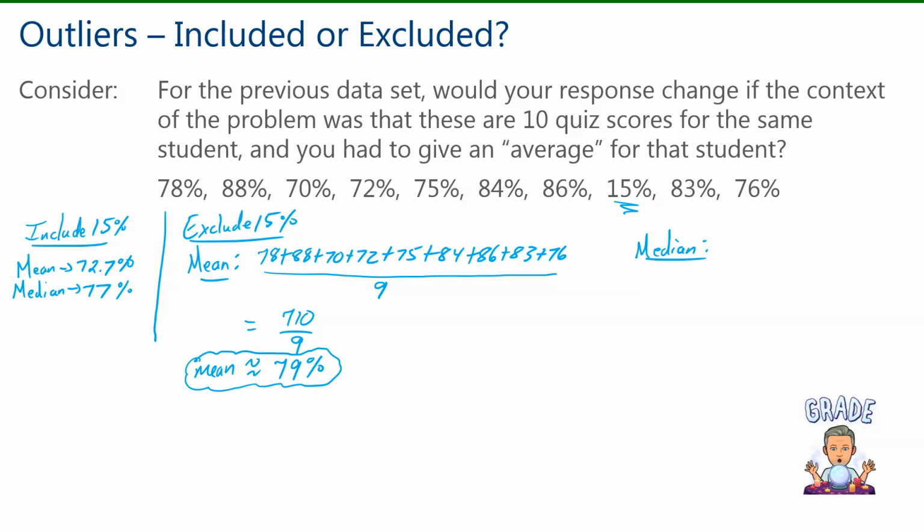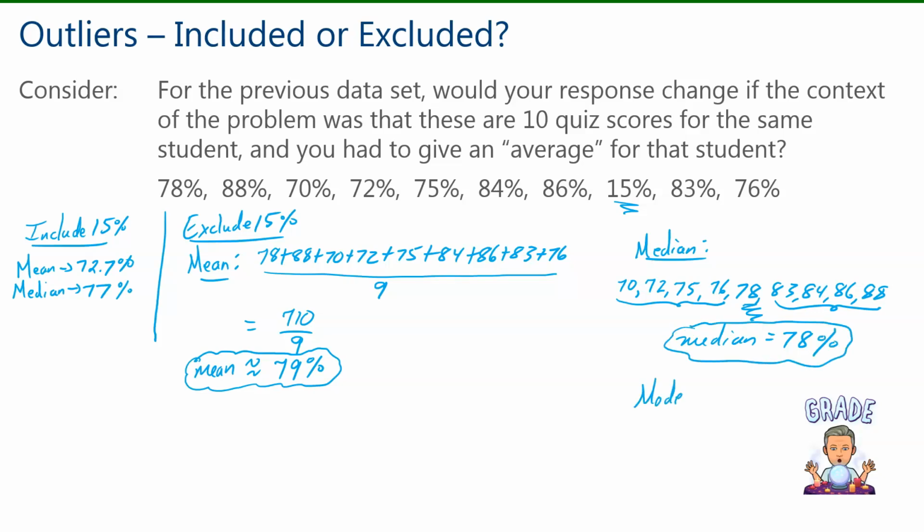Let's consider the median. First, we organize from least to greatest. Not going to start with the 15 this time, though. We start with the 70, 75, 76, 78, 83, 84, 86, and 88. 9 pieces of data. I grouped the first 4, I grouped the final 4. One distinct middle piece, so the median equals 78%. In terms of mode, there's no mode because no quiz score repeats itself.